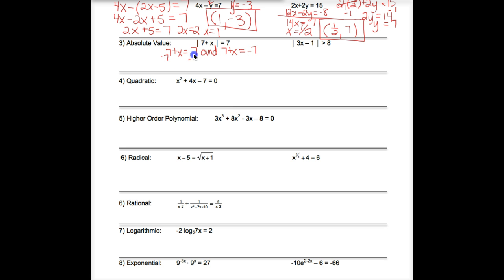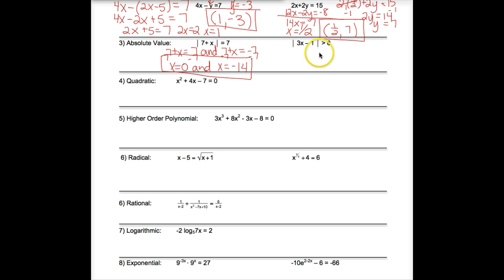So subtract 7, x equals 0, and -7, x equals -14. And you can check both of those. Remember, equations you can check by plugging them back in. 7 plus 0, absolute value is 7, -14 plus 7 is -7, and its absolute value is +7. So that works.